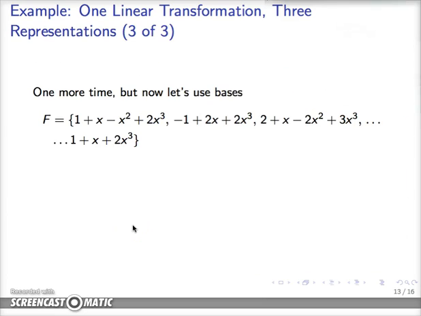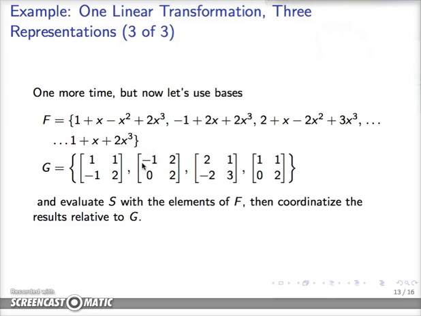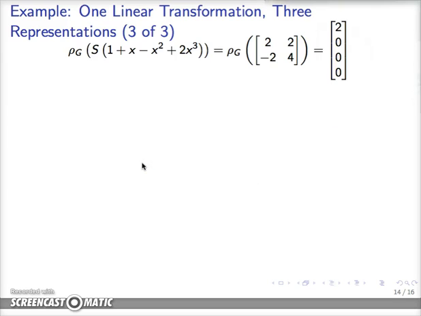So now we're going to use F as the basis. Here F is such that the span of F is equal to P sub 3, and we're going to use this set G also as a basis for matrices with 2 rows and 2 columns. Okay, and we need to evaluate the transformation at each of the basis elements, and then we need to coordinatize the results relative to G.